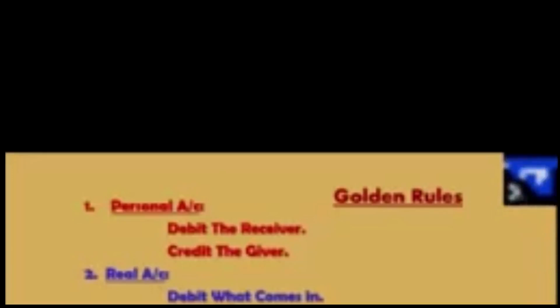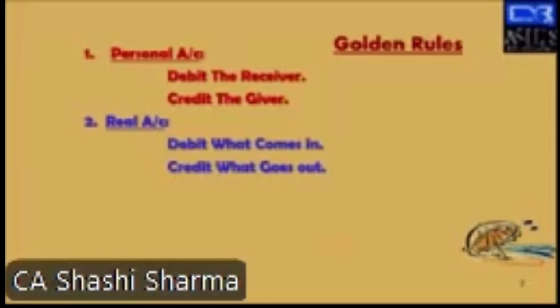These are not the name of certain persons. So there can't be a receiver or giver. The things will either come into your business or go out of the business. So the relevant rules are debit what comes in and credit what goes out. For example, suppose you are purchasing furniture for being used in your office worth rupees 10,000 or 1 lakh.